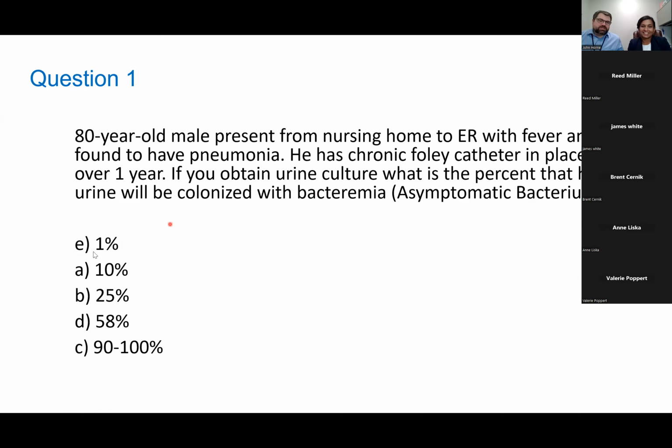So with a chronic Foley, it's going to be almost all of the patients. So it's going to be 90 to 100% of patients. So the answer is going to be C. Yep. Excellent. Thank you, Valerie.